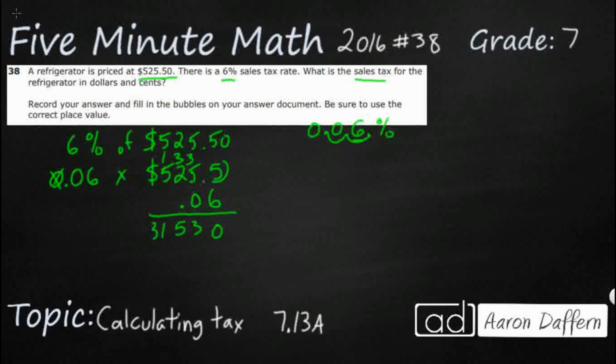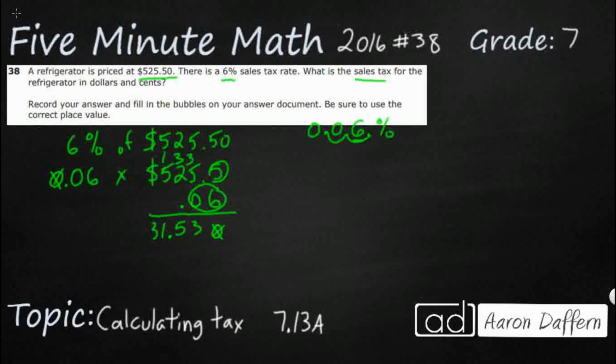Now I need to count my decimals. I've got 1, 2, 3 digits behind the decimal in my factors, so I need 1, 2, 3 digits behind the decimal in my product. So 31.530, we only have 2 digits here, so we can do 31.53.